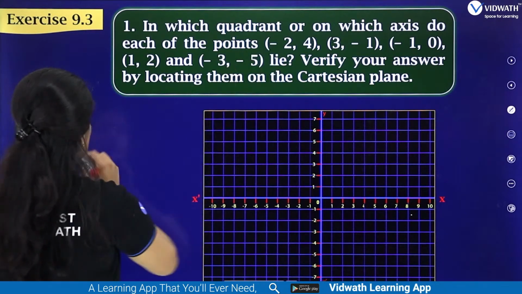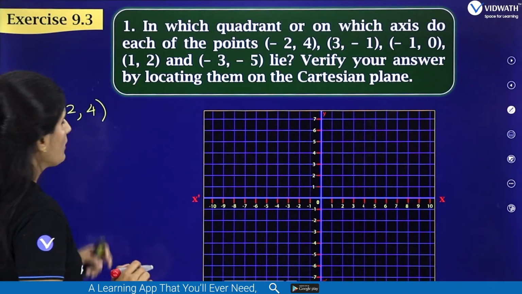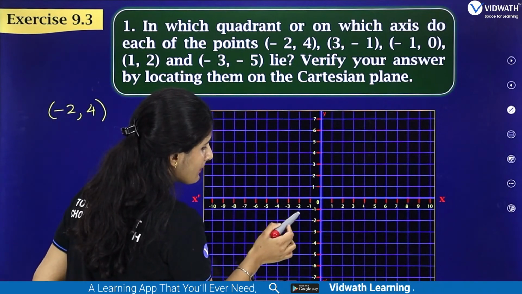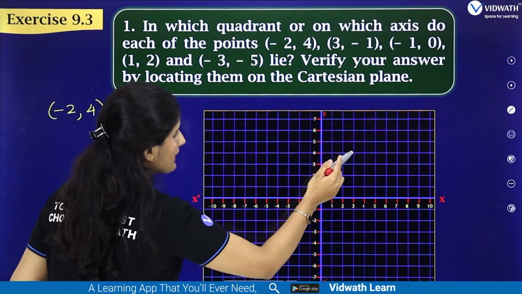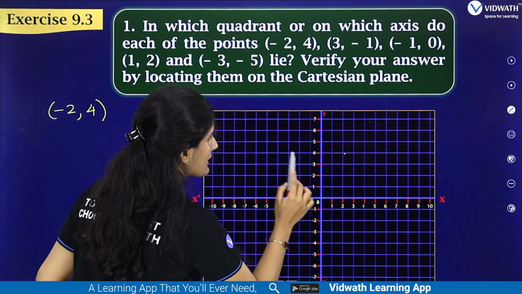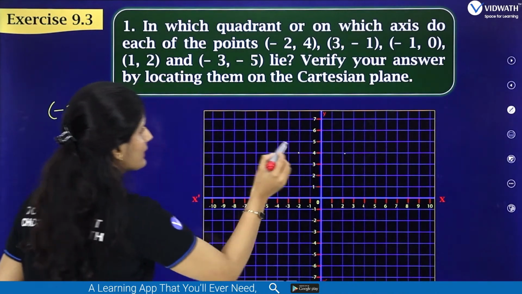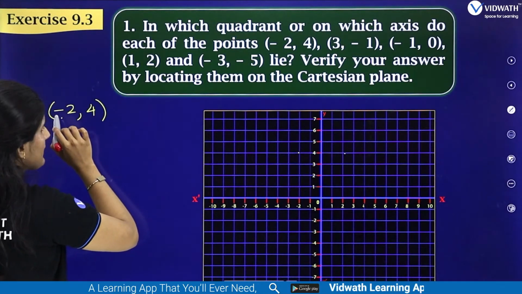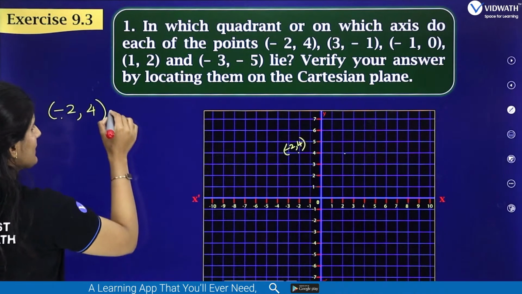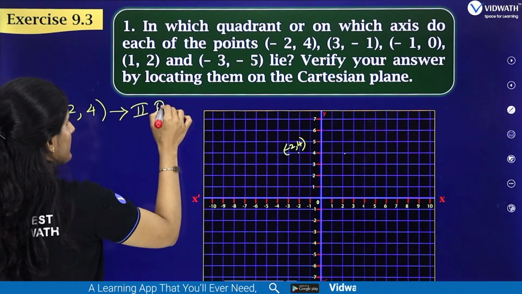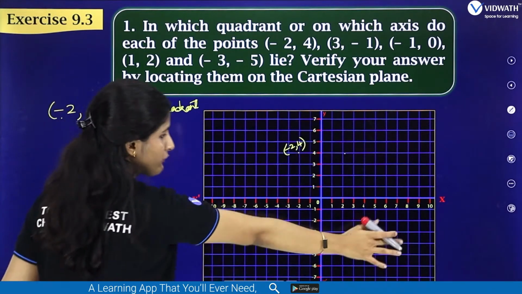So, first point that we are considering is (-2, 4). Let us first locate this. (-2, 4) will be positioned on a vertical line passing through -2 and a horizontal line passing through 4. So, it will be present at the intersection of both of these lines. So, at this point we will have the point given by the coordinates (-2, 4). Therefore, this lies in the second quadrant. Isn't it, students? This is the first, this is second, this is third and fourth quadrant.